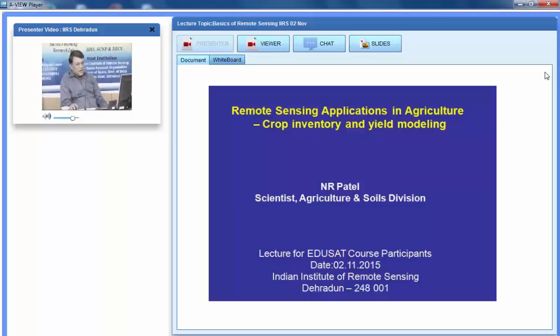Particularly, ISRO scientists and other remote sensing agencies have made extensive efforts to develop and demonstrate the potential of remote sensing in various applications related to agriculture. It includes early development of applications using Landsat MSS, NOAA AVHRR, to currently the INSAT data. So there is a wide variety of applications related to agriculture.